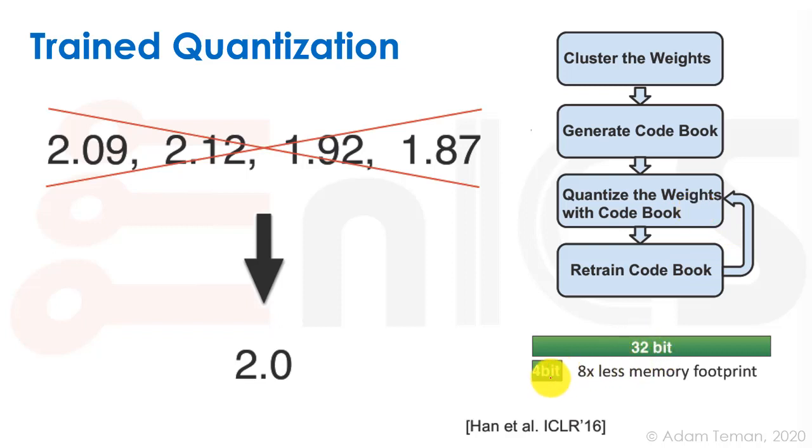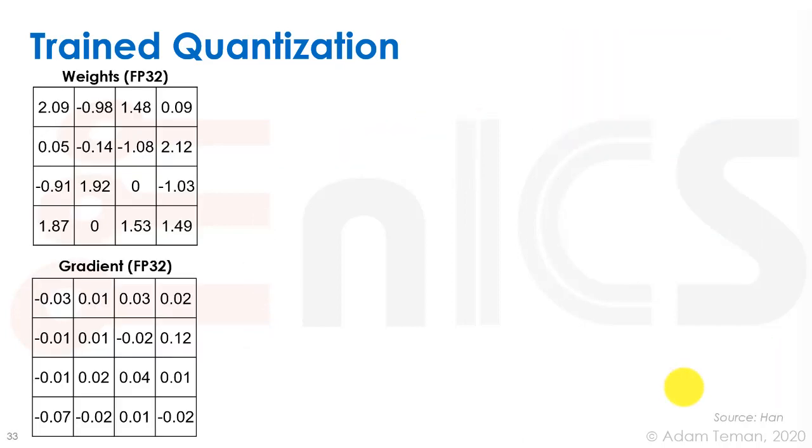Going from 32-bit down to 4-bit, we get an 8x smaller memory footprint, and we can keep very good accuracy doing this. So how does this trained quantization work? Over here on the left, we have our matrices. These are our weights. We get all these values that are 32-bit floating point, and we have the gradients from this round of training, and we see that they're also 32-bit floating point.